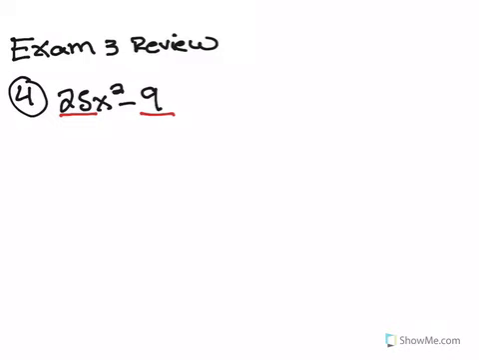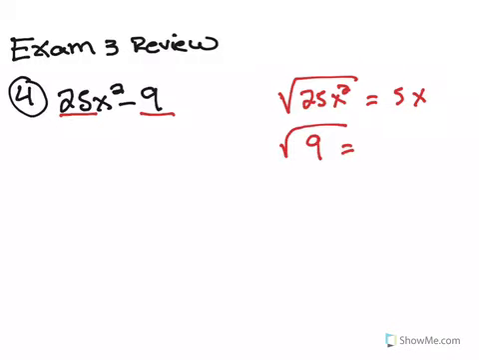So then we ask ourselves, 2 terms, the difference of squares. Is the first term a perfect square? So if we ask ourselves 25x squared, the square root of 25x squared is 5x. Is the second term a perfect square? The square root of 9 is 3. And then if it's a difference in the middle, and in this case it is, yes.